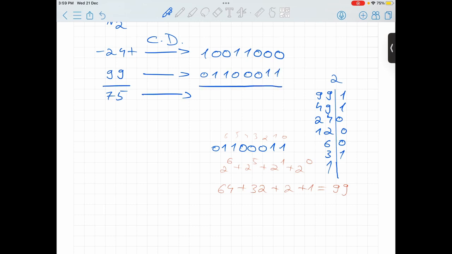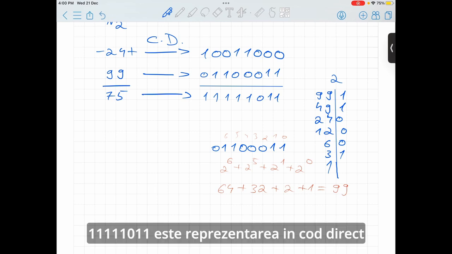Okay. Okay, now let's do the computation. Okay, and this is the result in direct code.